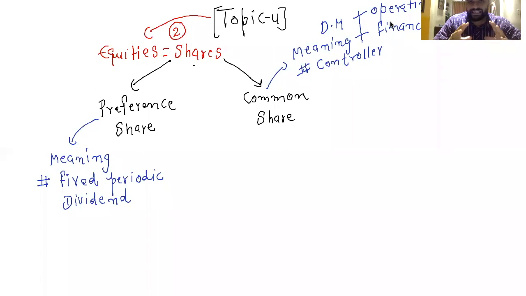So that's the major difference between preference shareholders and common shareholders, right? So as I said, controller, because they are involved in operating and financial decisions. Why? Because these operating and financial decisions will affect the company's performance, the firm's performance.